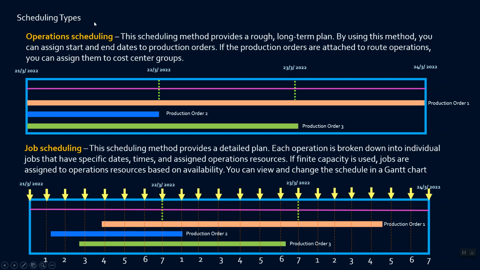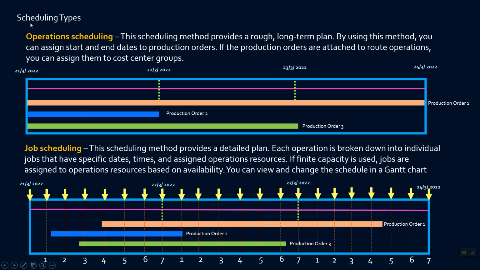Scheduling. So scheduling is a core part of production, that is manufacturing. And D365 supports two types of scheduling. One is operation scheduling and the second is job scheduling. So every industry has its own different requirements based on the manufacturing principle, manufacturing methodologies. They can use different scheduling techniques.